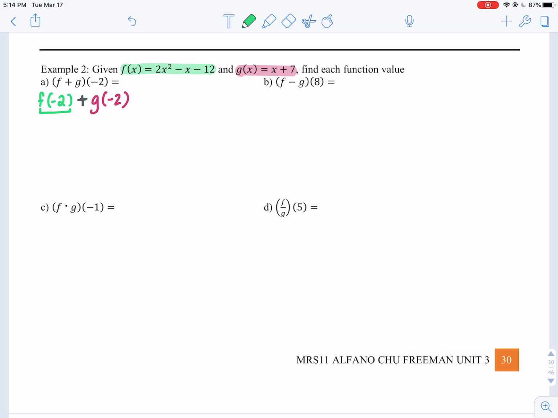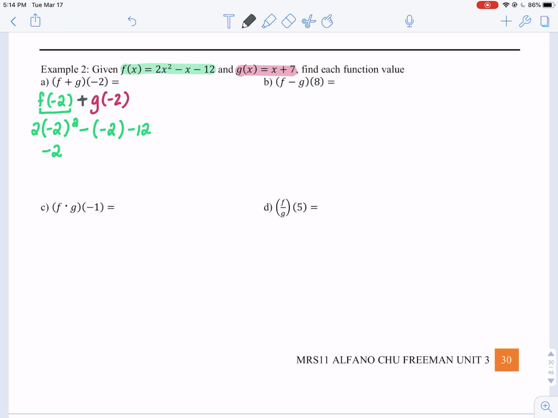f of negative 2 is 2 times negative 2 squared minus negative 2 minus 12. Okay, I'm just going to go ahead and plug this into my calculator. 2 times negative 2 squared minus negative 2 minus 12. If you don't have a calculator at home, I have a really good app. Just message me. I'll let you know which one it is. And this is equal to negative 2.